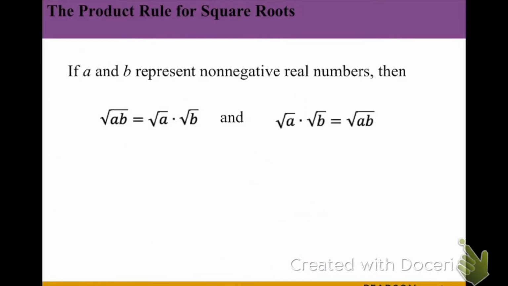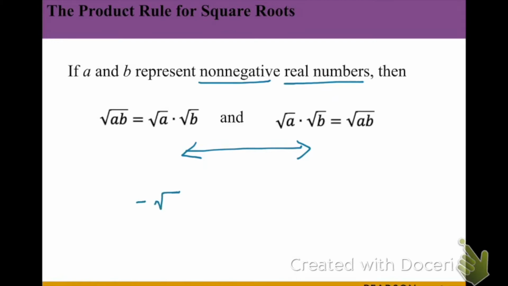One of our very first rules that we need to know when we're working with our radicals is the product rule, or what's going to happen when we are multiplying two radicals together. In this case, notice that both those radicals need to be non-negative real numbers. Like I've already said, we cannot take the square root of a negative number. So if we have a product on the inside of the radical, we can go ahead and split those apart, or vice versa.